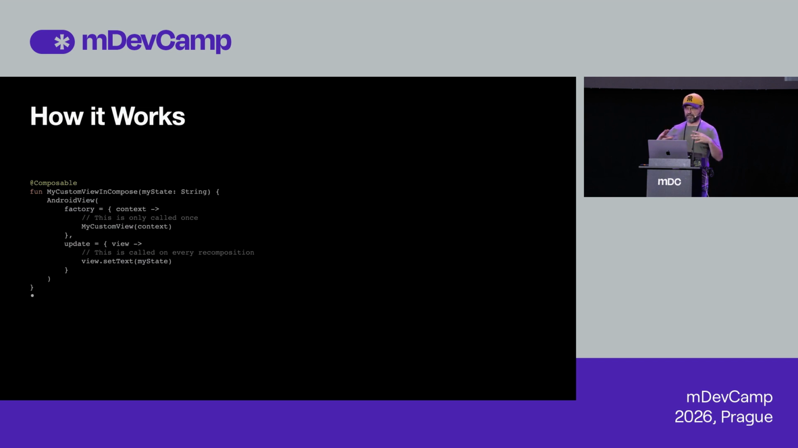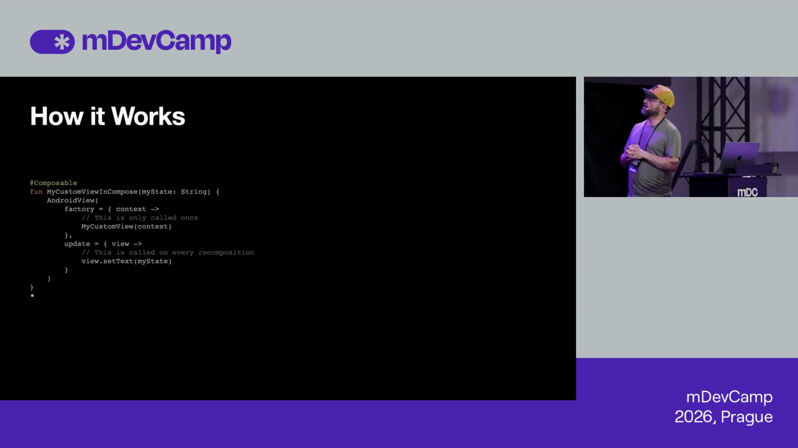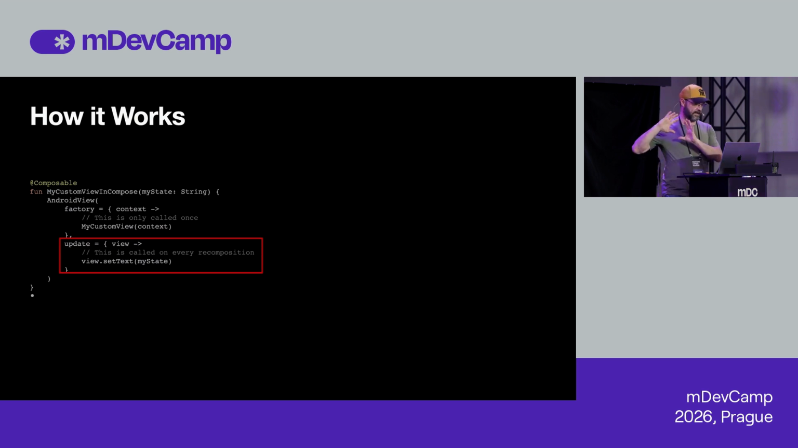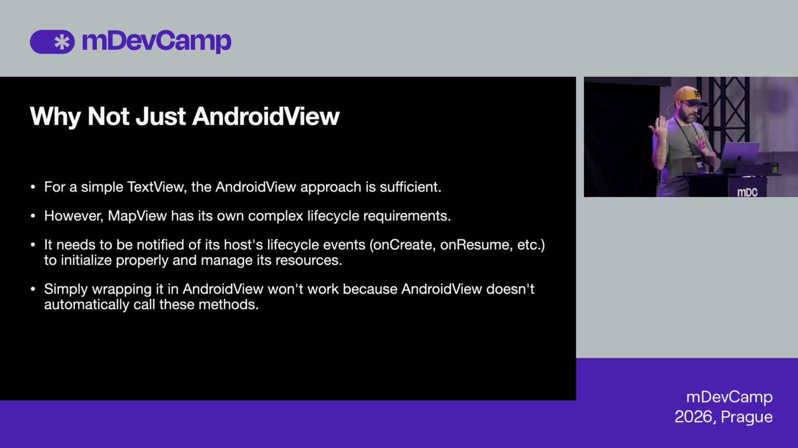And now let's start adding things step by step. This could be a very first simple approach. We have our Android view with a factory method, a factory lambda, that gets called only once when the view gets created. And we have the update one, which is going to be called every time there is a recomposition. So in this case, again, this is an imaginary view that we have. It's not very complex. The only requirement we have is that we need to change the text based on an external state. But again, for a simple text view, everything works for simple solutions, but software tends to get complex over time.